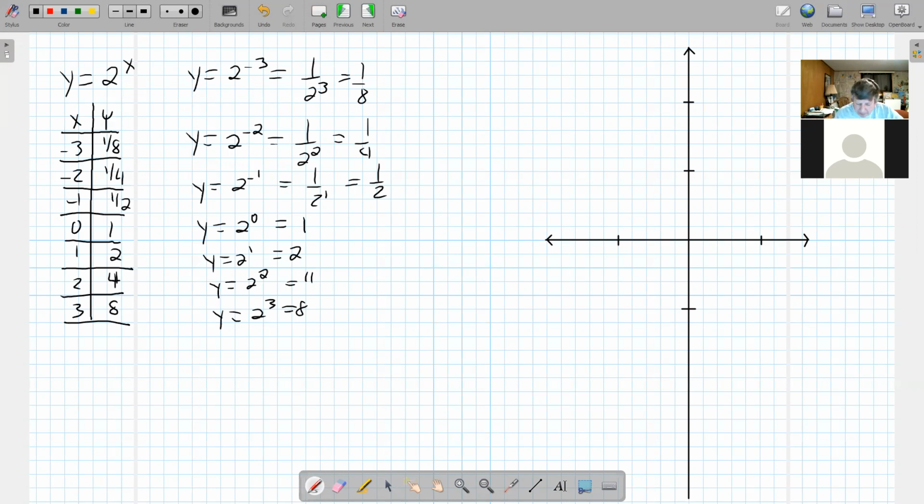So now we're going to plot those points. -3, 1/8 is about there. -2, 1/4 is about there. -1, 1/2 about there. And then 0, 1; 1, 2; 2, 4; 3, 8. And so this picture I get, I don't know if my graphing tool will fit into that shape or not.